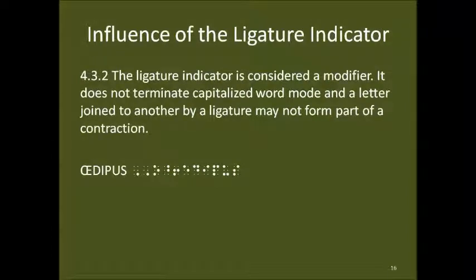It does not terminate capitalized word mode, and a letter joined to another by a ligature may not form part of a contraction. So here we have Oedipus, it's all capitalized. So we have a capitalized word indicator, and then our O and E joined by that ligature indicator in the middle, which means that that is now a unit. The O, ligature indicator, and E are now a unit, which means we cannot use the ED contraction like we normally would if those letters O and E were not ligatured. And notice then we don't have to restart capitalized word mode again, because the capitalized word mode carries through any letters, and ligatured letters are considered letters.